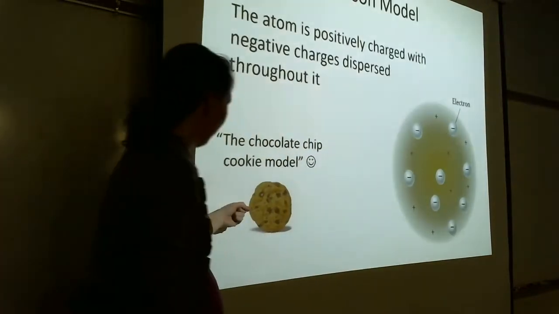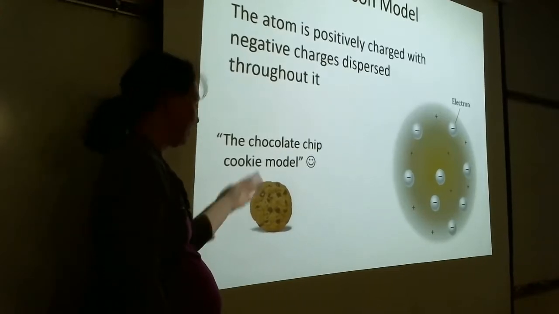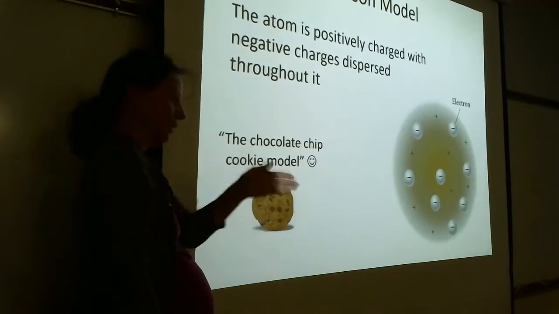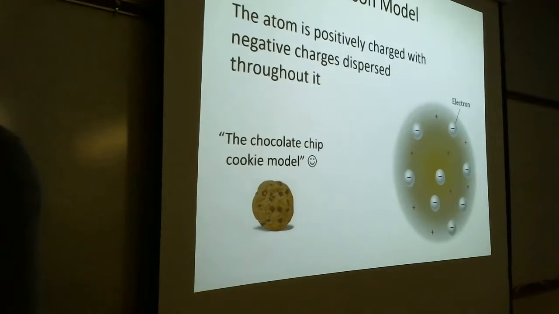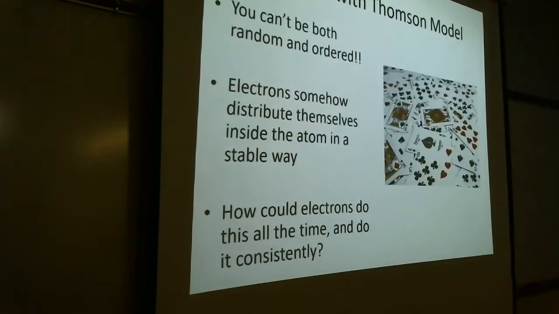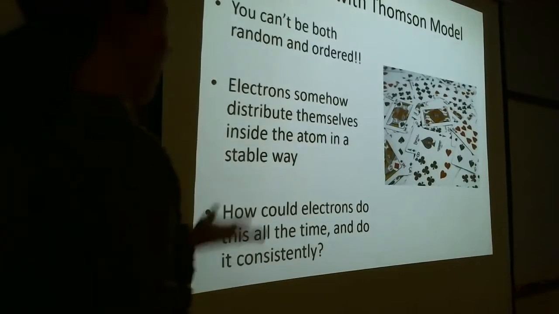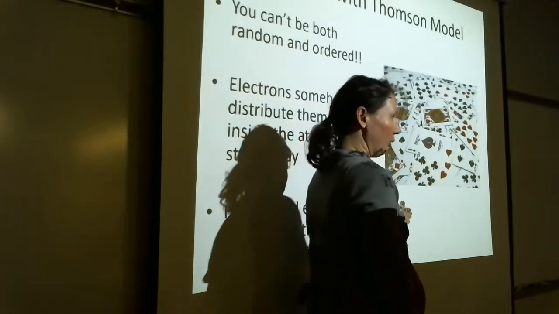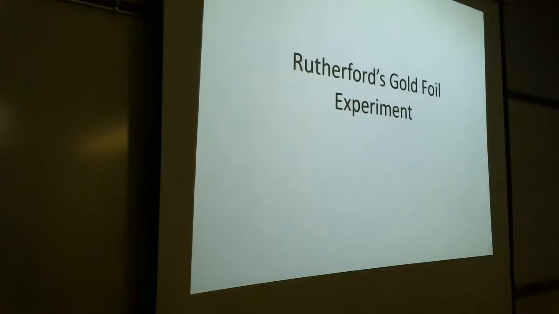You can't have every single cookie coming out of a cookie factory look exactly like that, right? Because they're random. And if you are truly random, then every single cookie is going to be different, right? So you can't be both random and ordered. So that was the main problem with the Thomson model. If I throw those cards up in the air, are they going to land the same 100 times in a row? No, right? You can't have both order and disorder at the same time. So that was the main problem with Thomson's model, and that's what led Rutherford to test it, right?